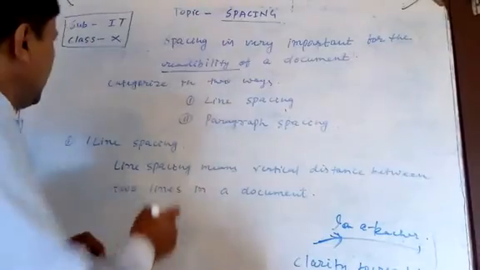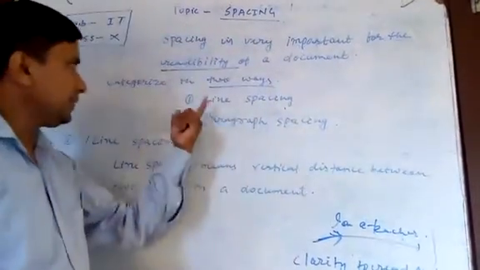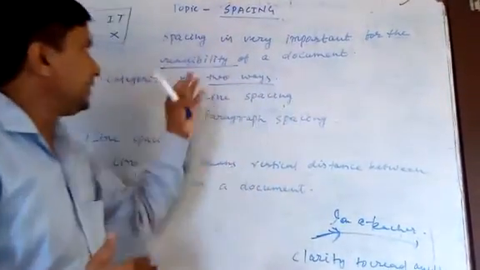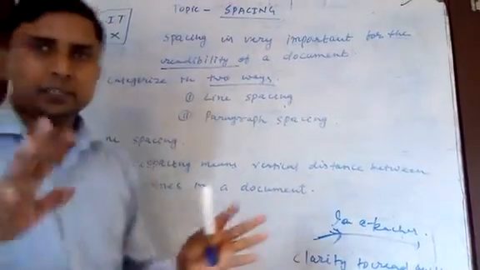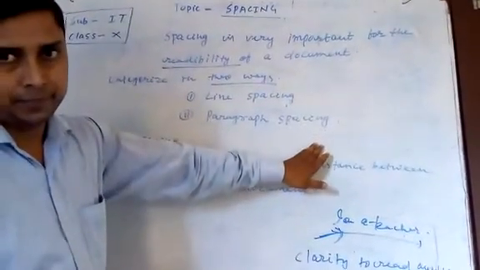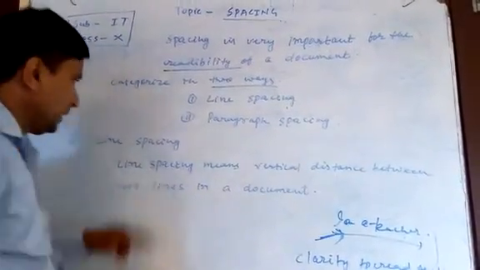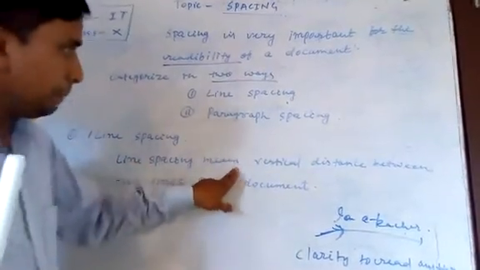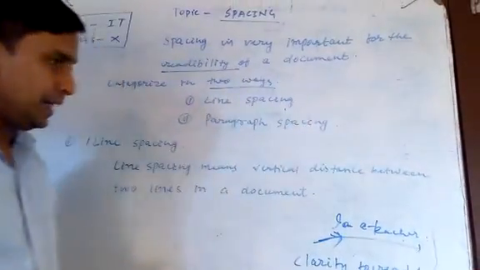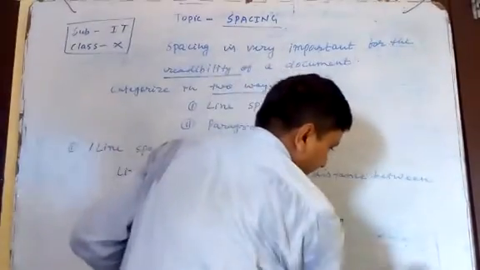Now, students, if we talk about spacing, we can categorize it in two ways. First is line spacing, and second is paragraph spacing. What do you mean by a line? Line spacing means the vertical distance between two lines in a document. Line spacing means a vertical space. What do you mean by vertical space?